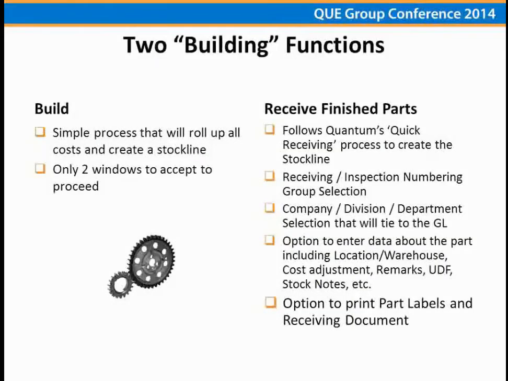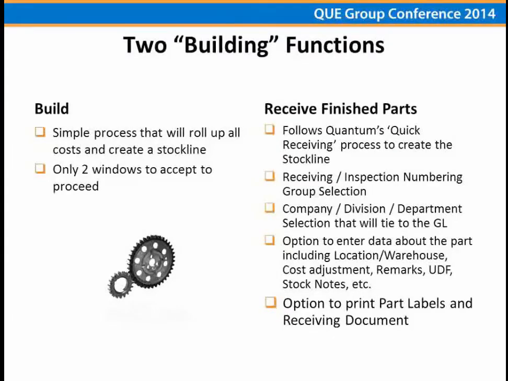But what we found was that sometimes customers are looking for a little bit more functionality behind creating that stock line, right? Typically, when we create a stock line in the system, maybe we're receiving off of a purchase order, maybe we're receiving back from a repair order. So there are some other things that we may want to do when we create that stock line. So what we did is we developed another option under the global menu that's called receive finished parts.